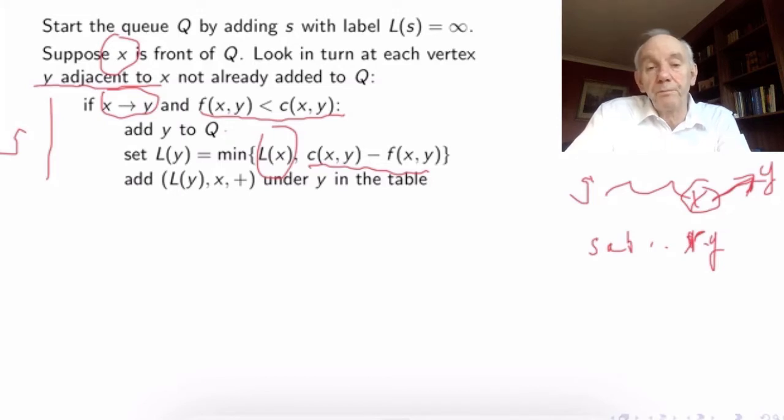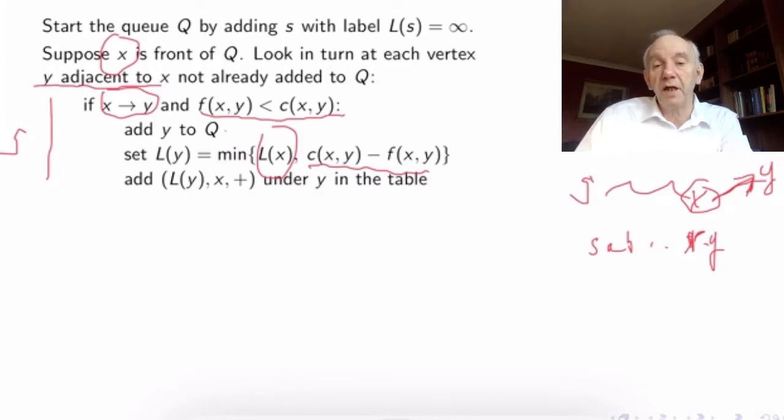labeling formula. And then we label Y, we have a table, and underneath Y, as you'll see in a moment, we put these three quantities. We put the L of Y, that's the amount of flow we can get to Y, where it came from, that's X, and in this case plus, I'm going to do minus in a moment, the plus to indicate that the arrow is going from X to Y. Now if it turns out that Y is T, then we essentially stop and we've finished our iteration.